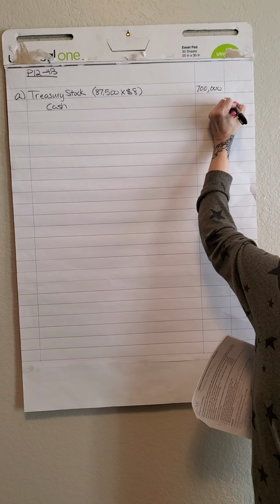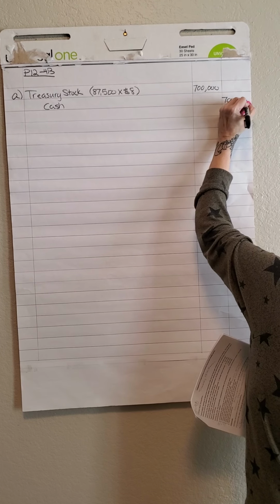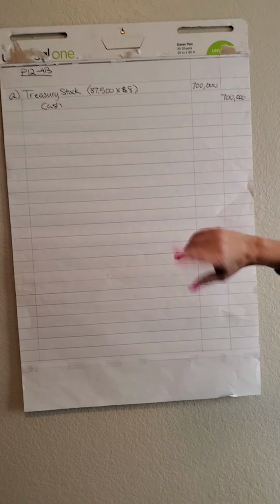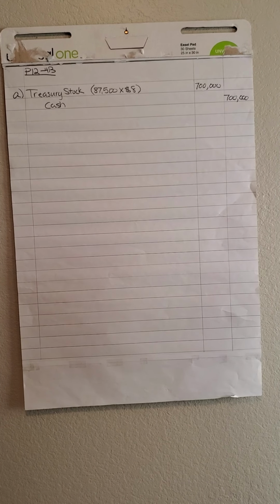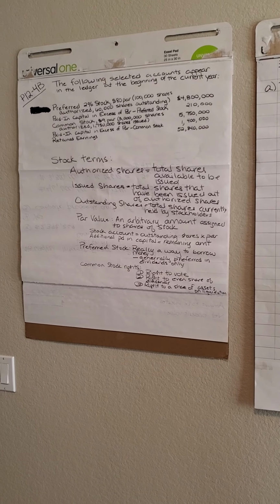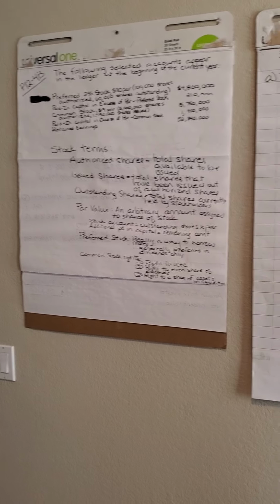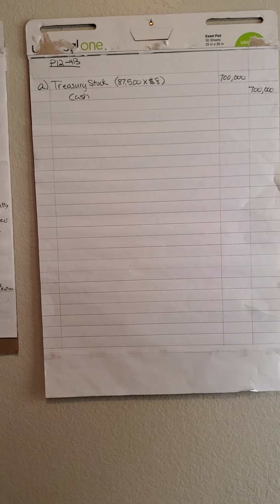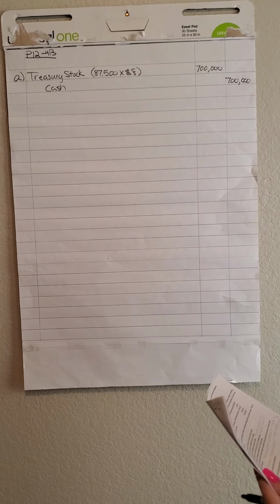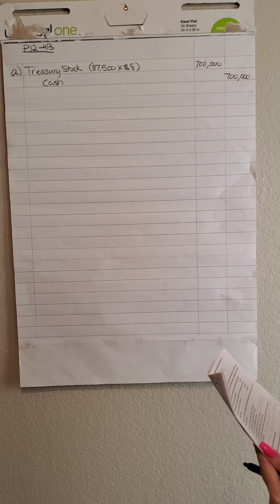So if I asked you right now to calculate outstanding common shares, we would have the 60,000 shares outstanding. We would have the 1,750 shares issued, and we would have to subtract the treasury stock if we needed to know the total shares that are outstanding, which means they're in the hands of stockholders. So that's our first journal entry.